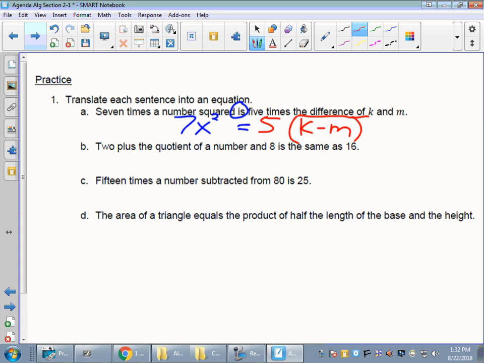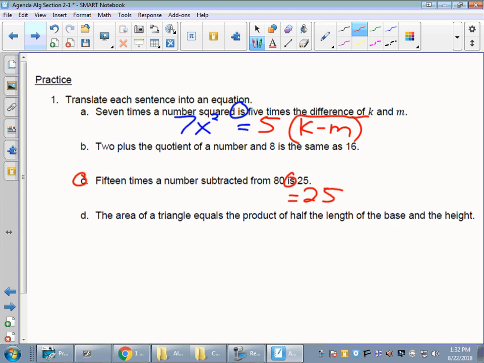Okay, let's go down to letter C here and try this one. 15 times a number subtracted from 80 is 25. So we take a look at this one. Here's our is. That's our equal sign. That's our first step. And the right side of this becomes pretty easy because it's just 25 over there. So we can just put that as 25.